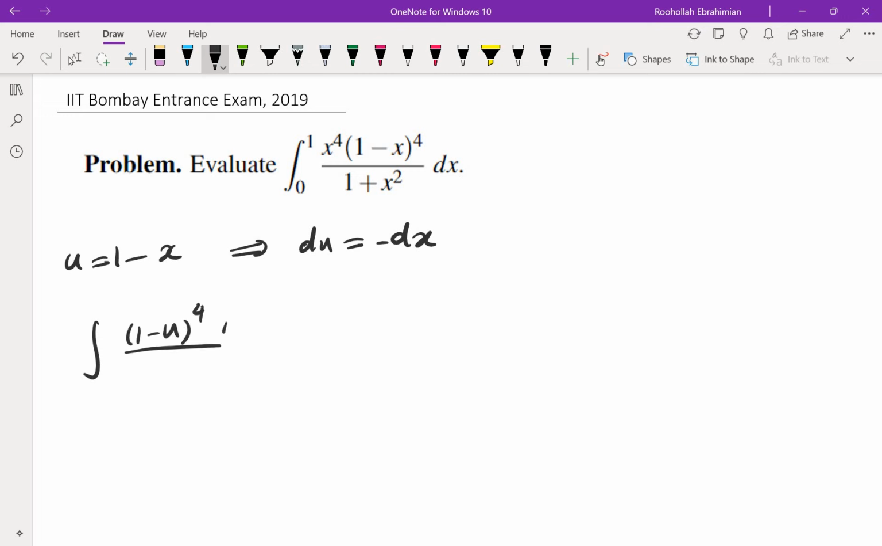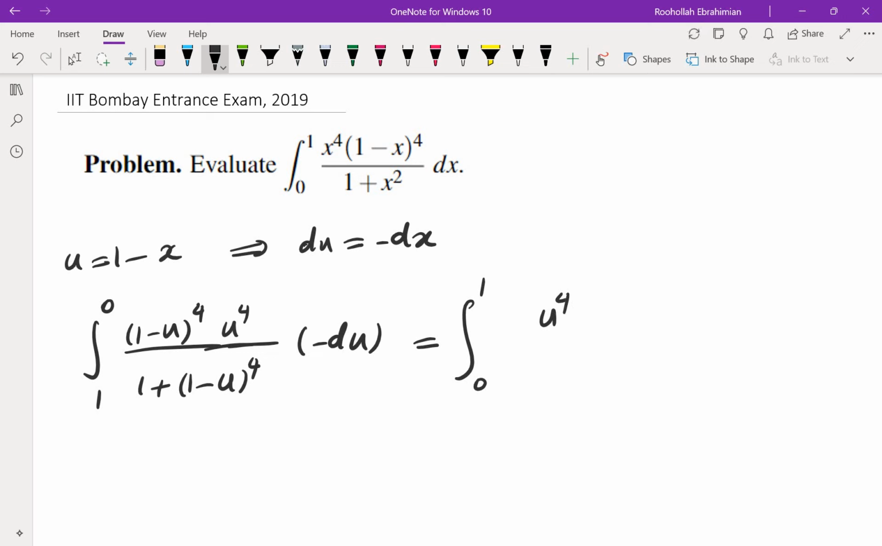and the integral becomes the integral of (1 minus u) to the fourth times u to the fourth over 1 plus (1 minus u) to the fourth, negative du. If x is 0 we get u equals 1, and if x is 1 you get u equals 0. Taking the negative sign and swapping the limits of integration, we get u to the fourth times (1 minus u) to the fourth over 1 plus (1 minus u) to the fourth du.